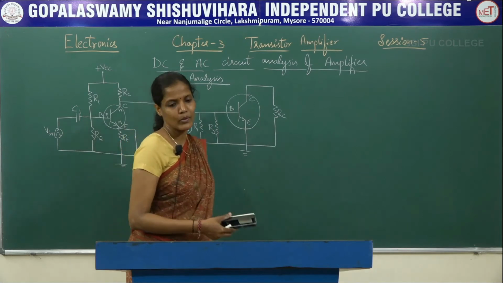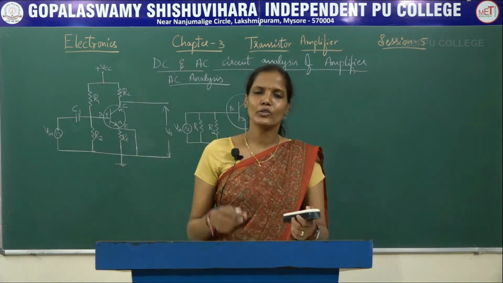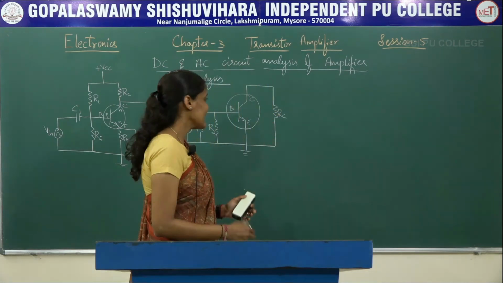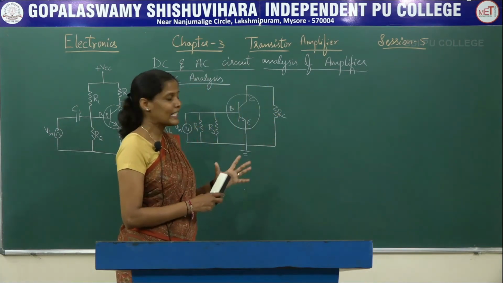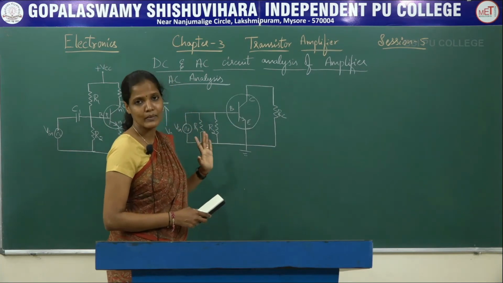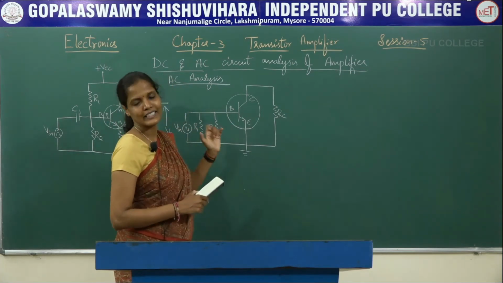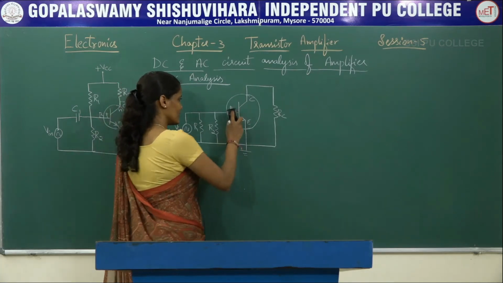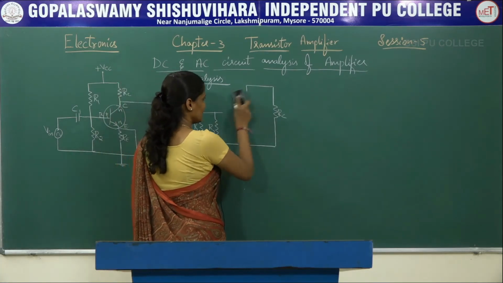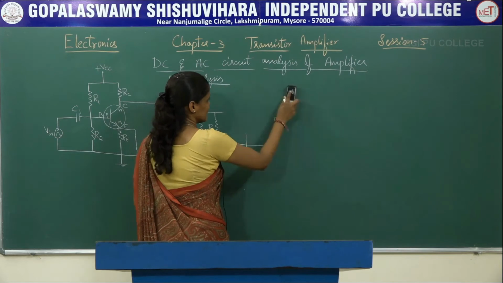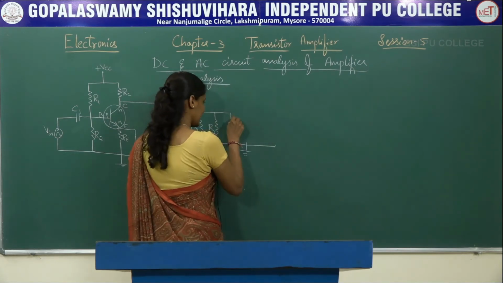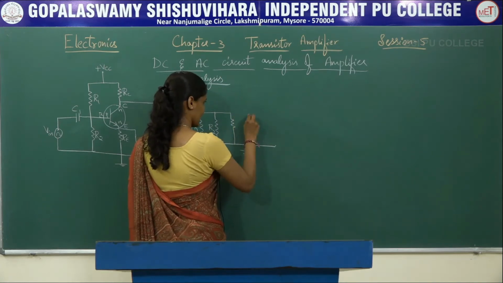In the second step, what we are going to do is replace the emitter and base junction with an AC resistance. Along with that, the collector and the base junction will be replaced with a current source. What we are going to do is delete this, and we'll be getting a circuit like this.